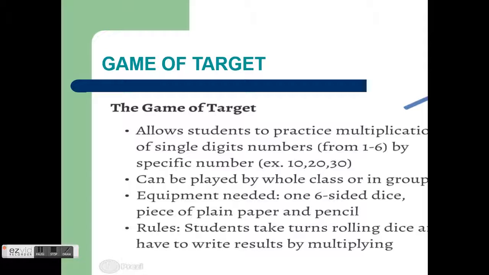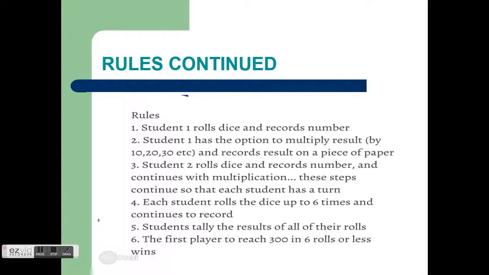So they get rules, they take turns to throw the dice, they choose to multiply by 10, 20, or 30, and then the first one to reach 300 wins the set, and the first one to win 3 sets of 300 wins the game. They will be multiplying, adding, and subtracting, and this is where the learning is.